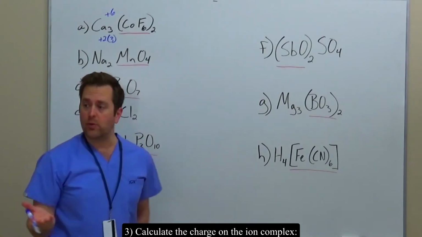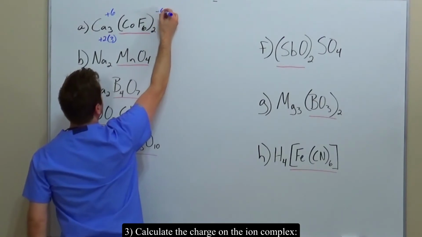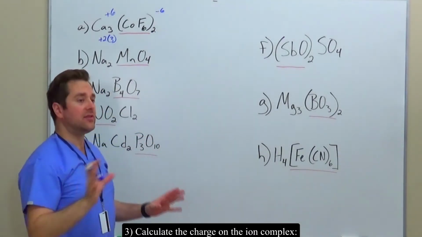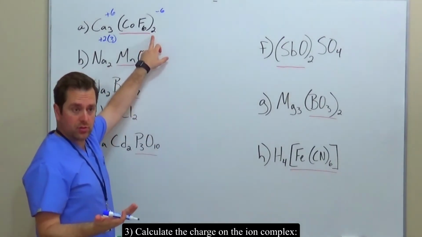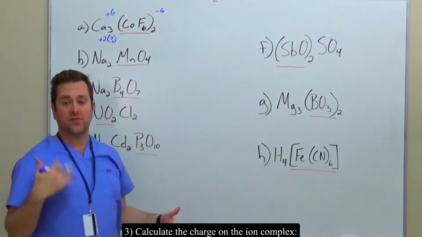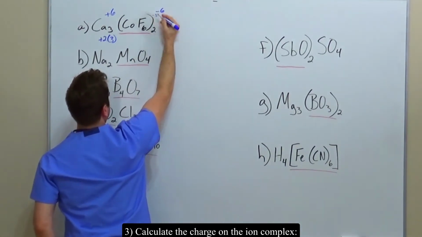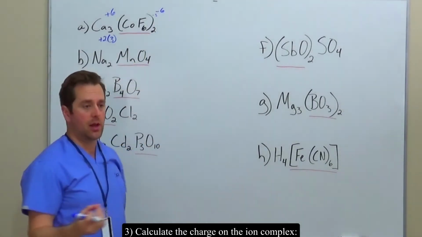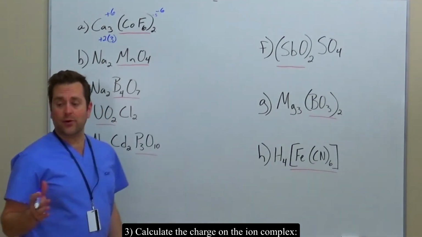So what does that mean? Well, that means that the whole complex over here has to have a negative 6 charge in order to neutralize it. However, how many of these complexes do we have? Notice the subscript. There's 2. So we got to say negative 6 divided by 2 equals negative 3. So each of the complexes has an oxidation number of negative 3. Okay, that's that one. Okay, letter B.